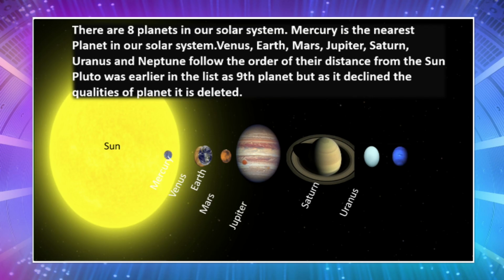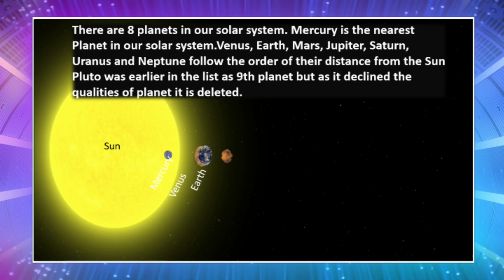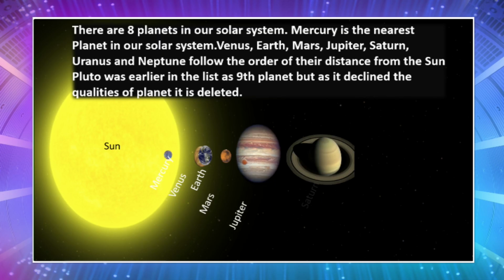Pluto was earlier in the list as 9th planet, but as it declined the qualities of a planet, it was deleted from the list. Children, observe this image. You can see that all the planets are revolving round the Sun in their own orbits. They do not clash with each other. Every planet has its own orbit. They all move in an elliptical orbit. I mean, they move in a path which is in oval shape. So, they do not clash with each other and they all move in their own elliptical circles.